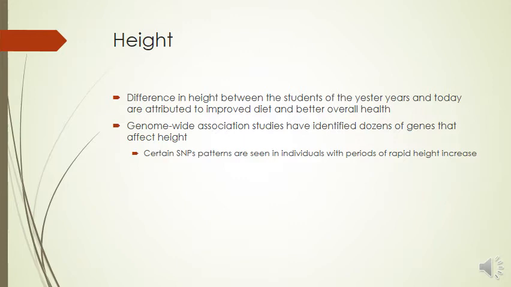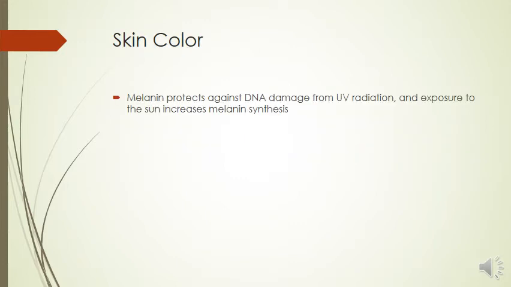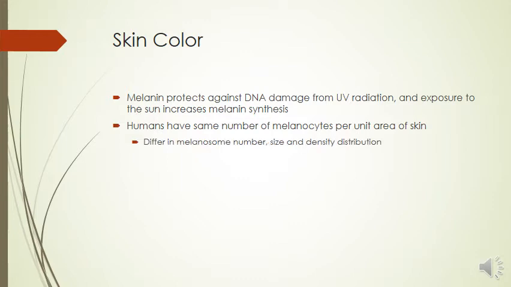In looking at skin color, melanin protects against DNA damage from UV radiation, and it's actually exposure to the sun that increases melanin synthesis. Humans have the same number of melanocytes per unit area of skin, but they differ in the melanosome number, size, and density distribution, as we discussed when we were discussing albinism. There are more than 100 genes that affect pigmentation in skin, hair, and irises of the eye.